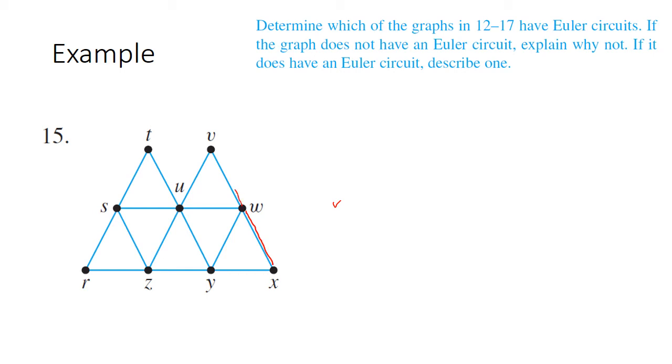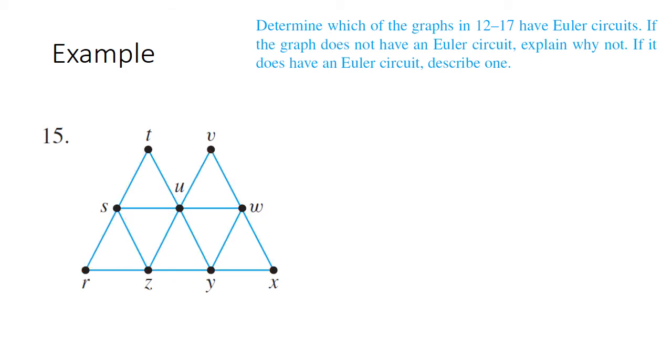So if I start going up from X to W, and then I go to U, or sorry, that's a V, and then to U, and T, and S, and R, and Z, and Y. Now if I come back to X, then I'm not going to be able to get to the rest of the graph. So I don't want to go straight back to X. Maybe I need to detour a little bit. So I could go maybe like this. Okay, so that would have been an Euler circuit.